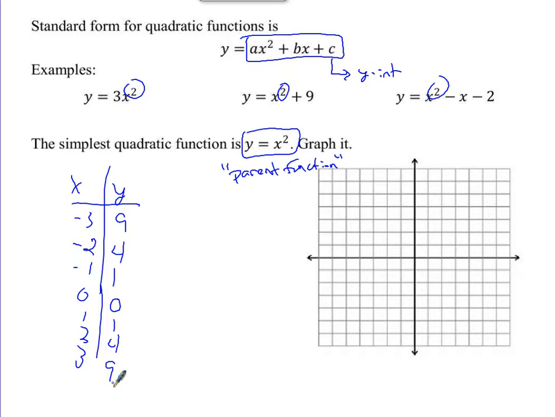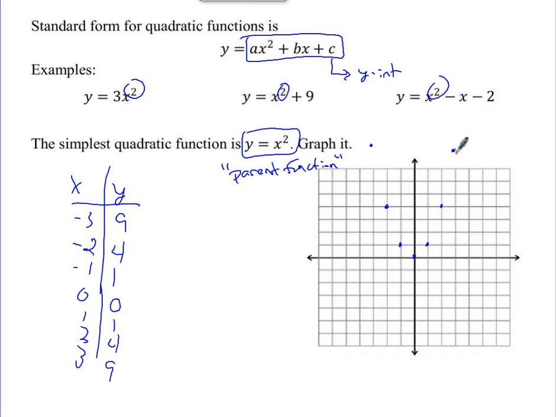So to graph this, negative 3, positive 7, 8, 9. Negative 2, positive 1, 2, 3, 4. Negative 1, positive 1. 0, 0. 1, 1. 2, 4. 3, 9.